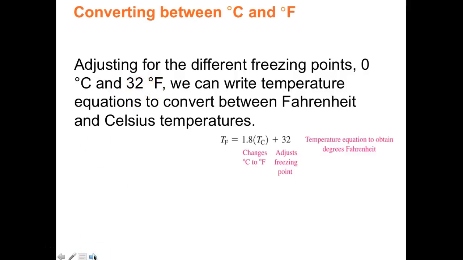If you're converting Celsius to Fahrenheit, you multiply the Celsius by 1.8 and then add 32. You must do the calculations in this order. First multiply the Celsius temperature by 1.8 and then add 32. Don't add 32 and then do the multiplication. You'll get an error in your result.